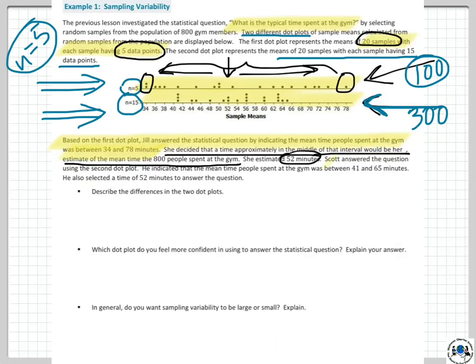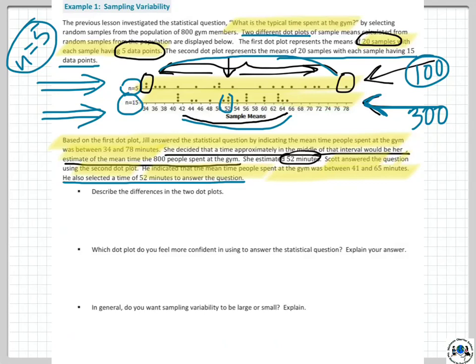But now the other guy, Scott here, he answered the question using the second dot plot. And he indicated that the mean time people spent in the gym was between 41 and 65 minutes. Okay, so he chose these right here, because this is where most of the action is occurring. Well, actually, all the action is occurring. But you can see now that range has lessened. Okay, it's gone from this big, wide range up here to a smaller range here, okay. But he also selected 52 minutes to answer this question, all right?